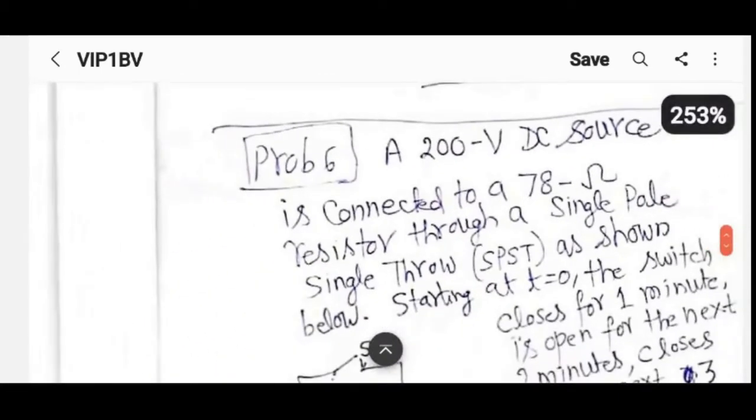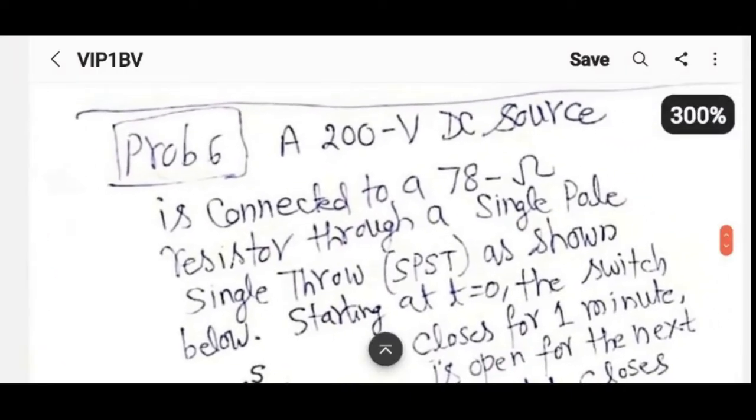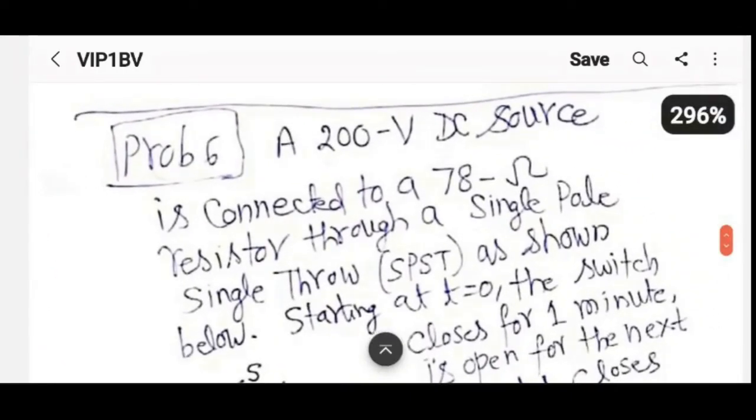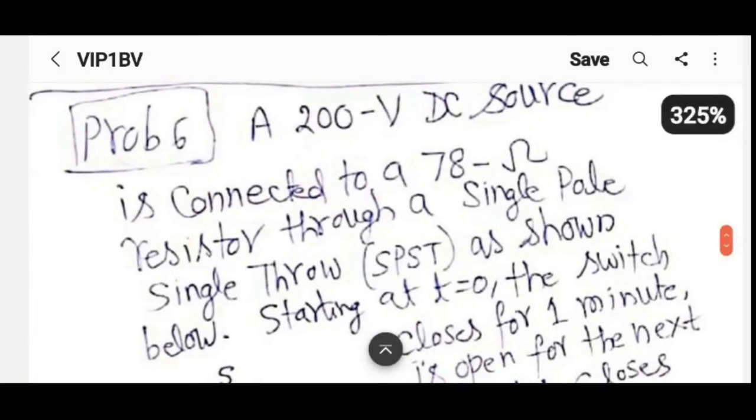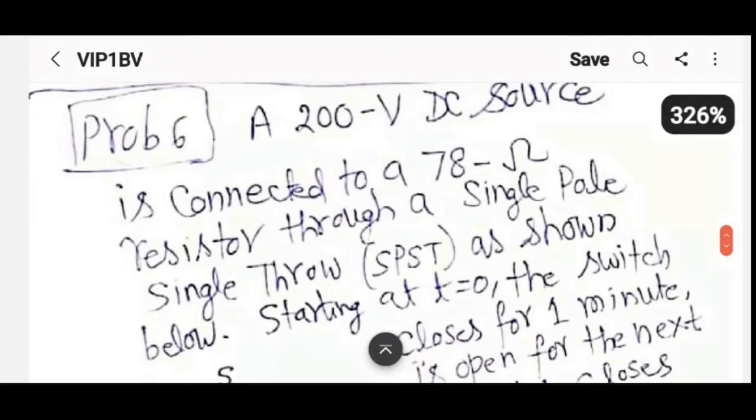Now the next one is an interesting modification of the previous case. A 200 volt DC source is connected to a 78 ohm resistor through a single pole, single throw SPST switch.